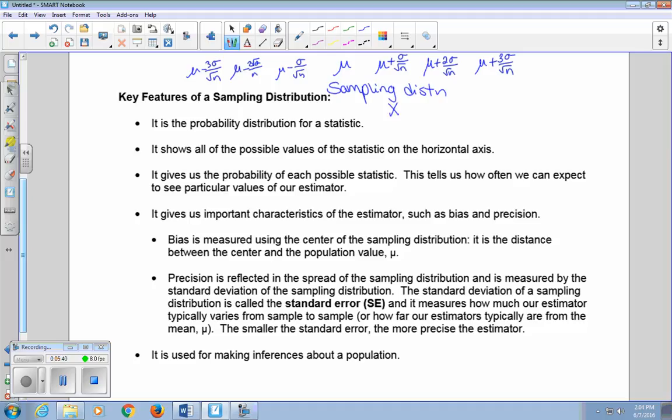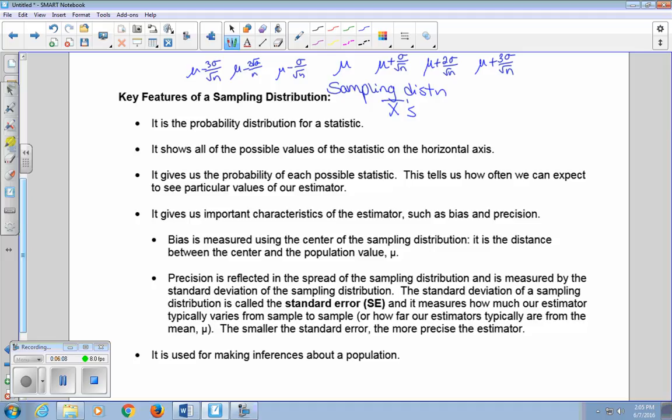These are X bars. So X bars can range anywhere from plus or minus 3 standard deviations away from mu. It gives us the probability of each possible statistic. This tells us how often we can expect to see particular values of our estimator. And it gives us important characteristics of the estimator, such as bias and precision.